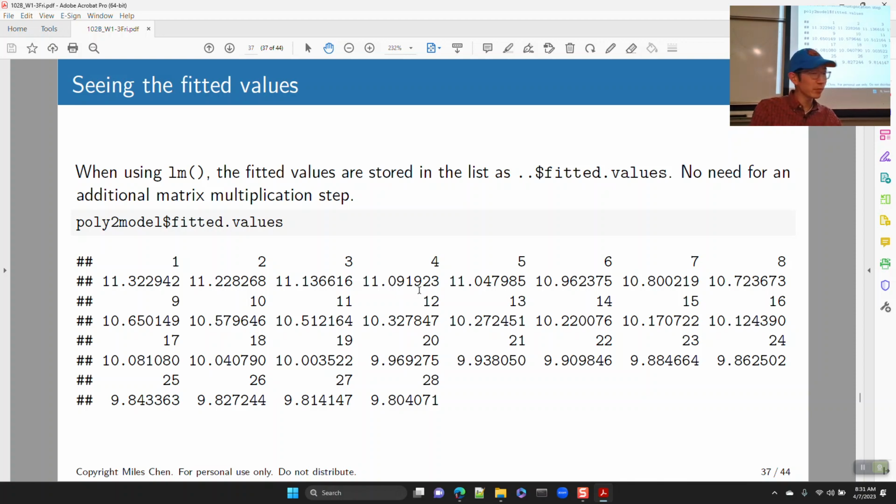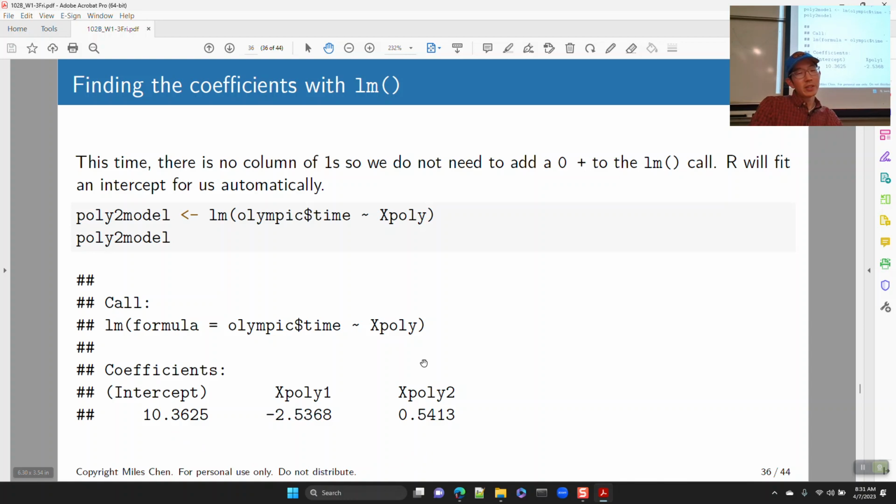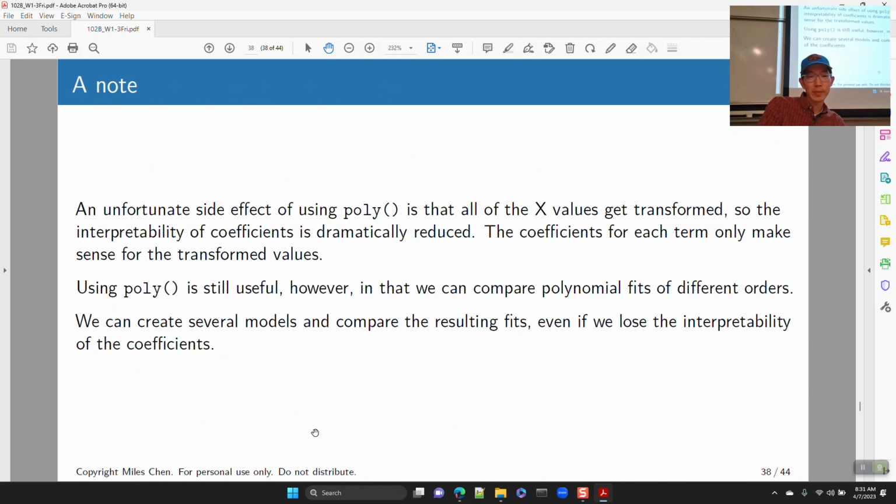So it's the exact same values, even though because we've used that poly function, we've lost a lot of interpretability, right? So this is one of the trade-offs. You use poly, you get some nice properties, but you lose some interpretability. Okay. Yes, I wrote, an unfortunate side effect of using poly is that all of the X values get transformed, so interpretability of coefficients is dramatically reduced. The coefficients only make sense for the transformed values, okay?